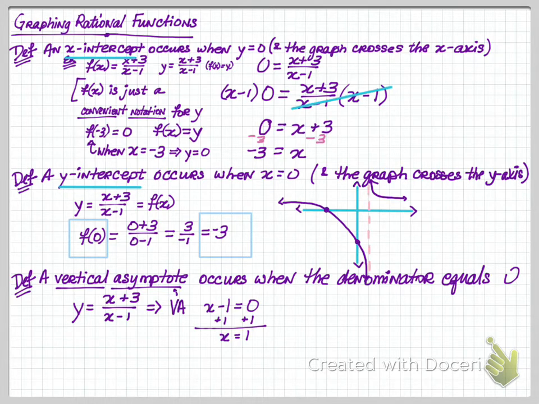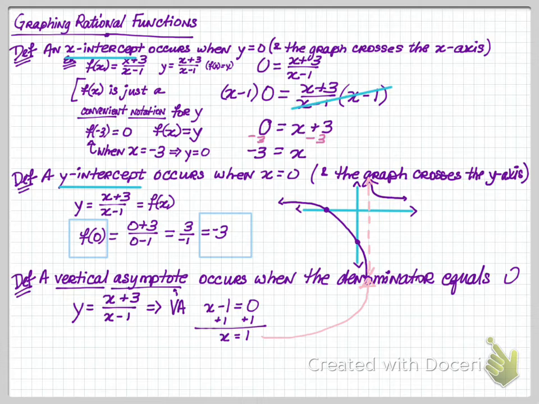And this is not actually part of your graph. This line, this pink line that I'm drawing, is a line that the graph never ever touches. So that's why we make it dotted. And I tried to make it super light so that it was obvious that it wasn't part of the graph. Okay, that's how you find a vertical asymptote. A vertical asymptote occurs when the denominator equals 0.